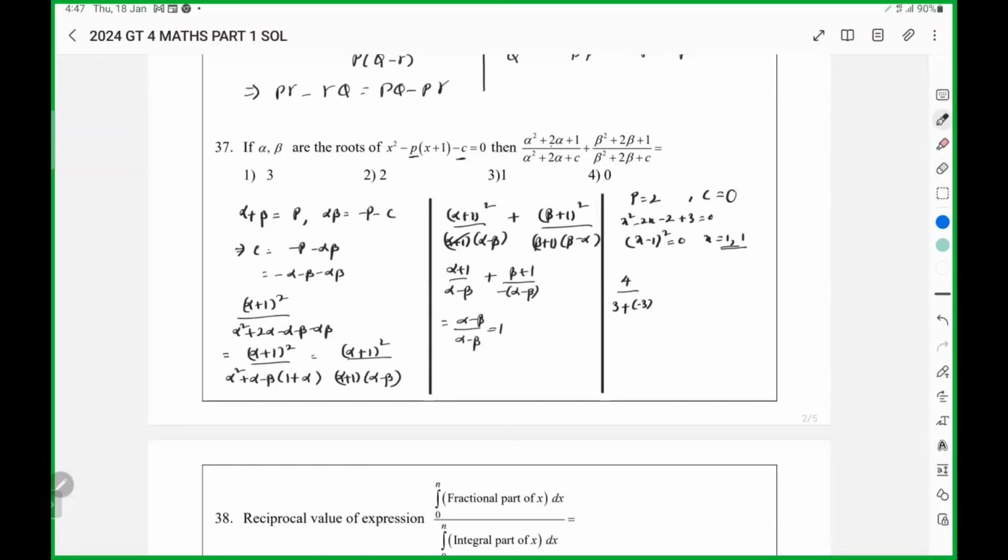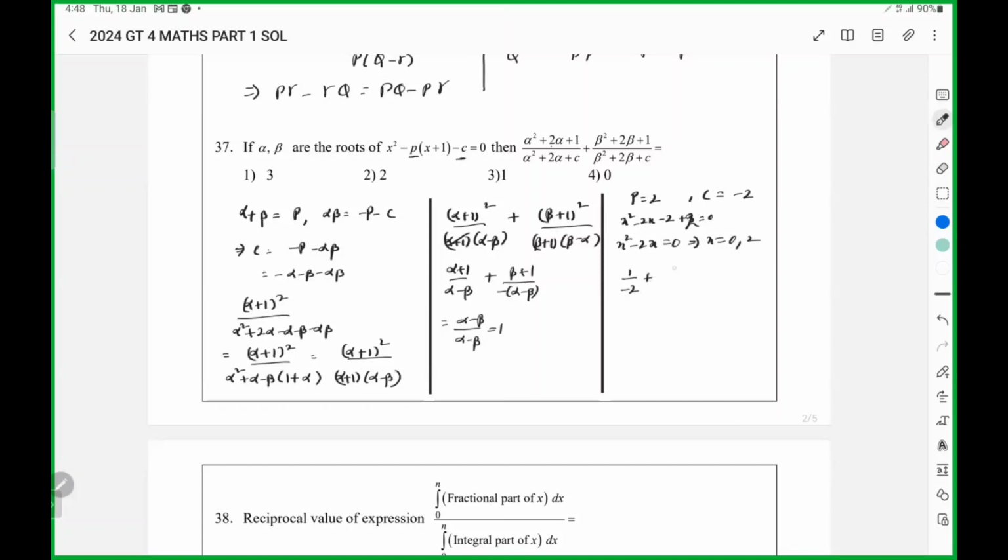Put x = 0, put x = 2. Then you will have x square minus 2x = 0. So this implies x is 0, comma 2. Now we got roots. So alpha is 0, beta is 2. Then 1 by -2.